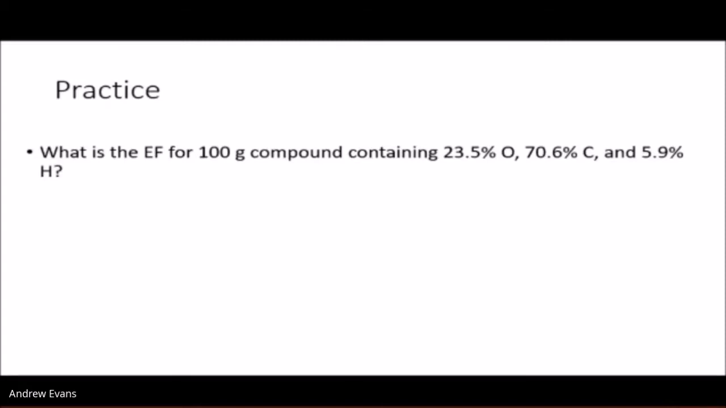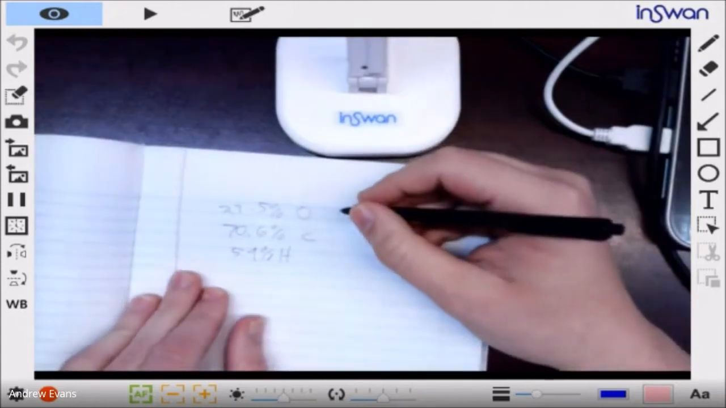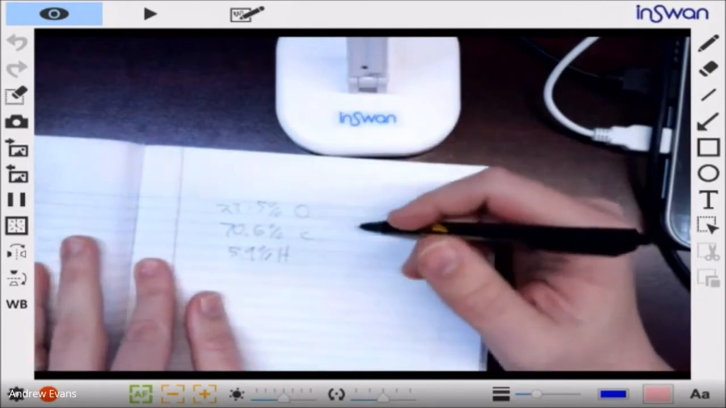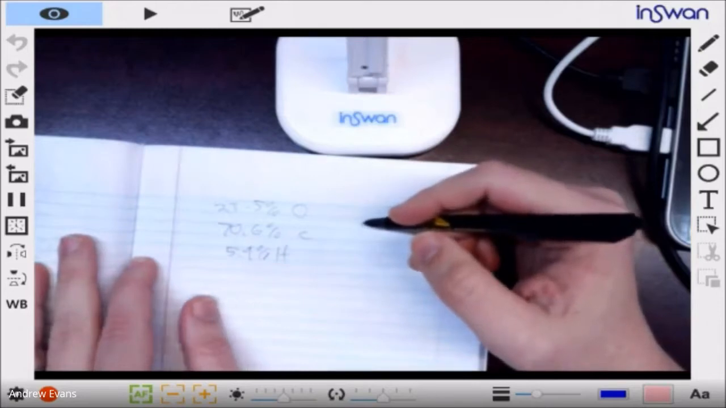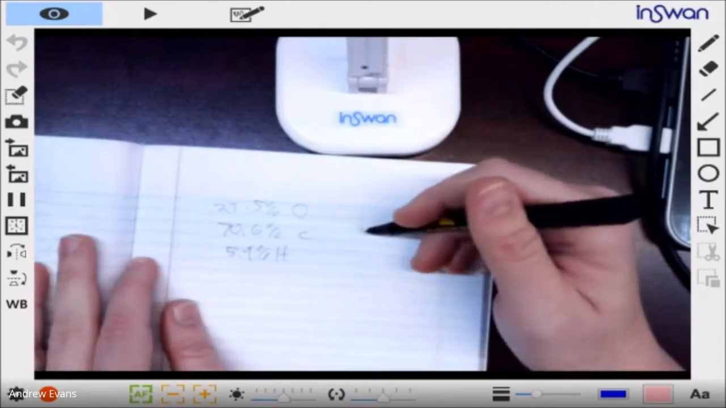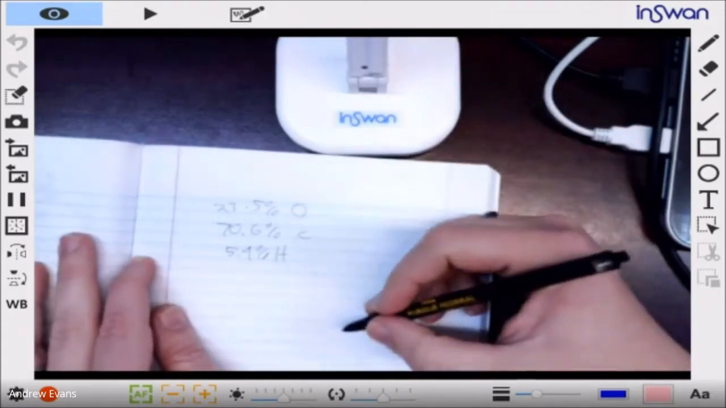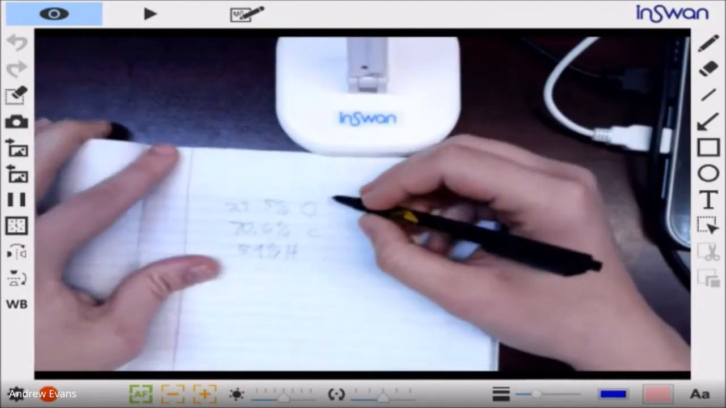I'm just writing this down on my little sheet. Now, because we have 100 grams, and you can always make the assumption of 100 grams, because whatever amount you use, it's going to be the same. If you did 200 grams, everything's going to be doubled, so you're going to get the same ratio. So it's possible to just say, assume 100 grams.